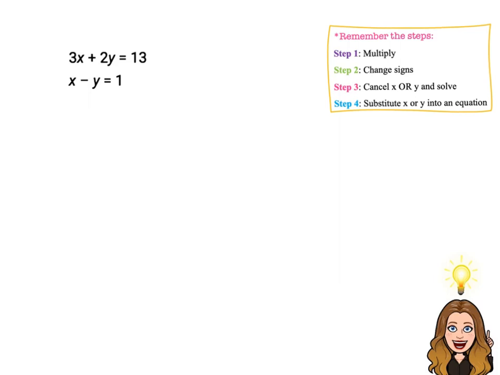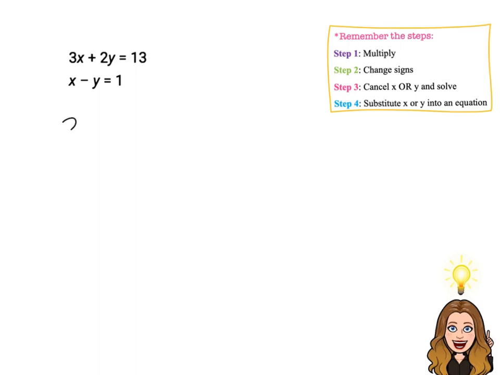Straight away step 1 applies because I don't have 3x on the top and 3x on the bottom, and I don't have 2y and 2y at the bottom. I'm missing the coefficient in front of these variables. So I either choose to multiply across by 3 or multiply across by 2. Now I'm going to choose to multiply across by 2 because by doing that I'll make my y's the same.